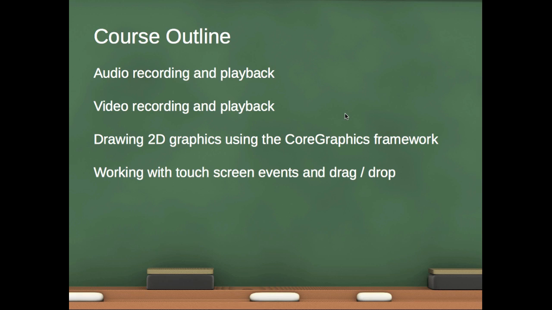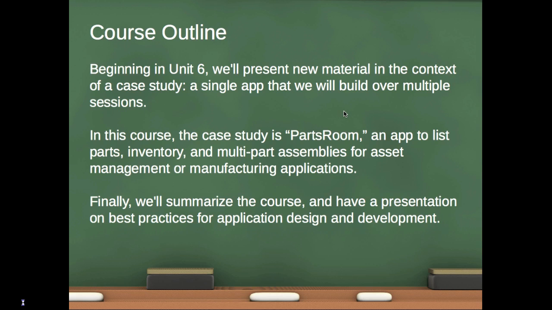Now this is a lot of information for an introductory level course, so we have a great deal of information to assimilate. So beginning in Unit 6, we'll present the new material that we haven't talked about thus far in the context of a single app, a case study that we'll build over multiple sessions. And in this course, that case study is called Parts Room. This may sound boring, and I guess maybe it is, but it's an application to list parts and inventory and create assemblies of multiple parts for an asset management or manufacturing application.